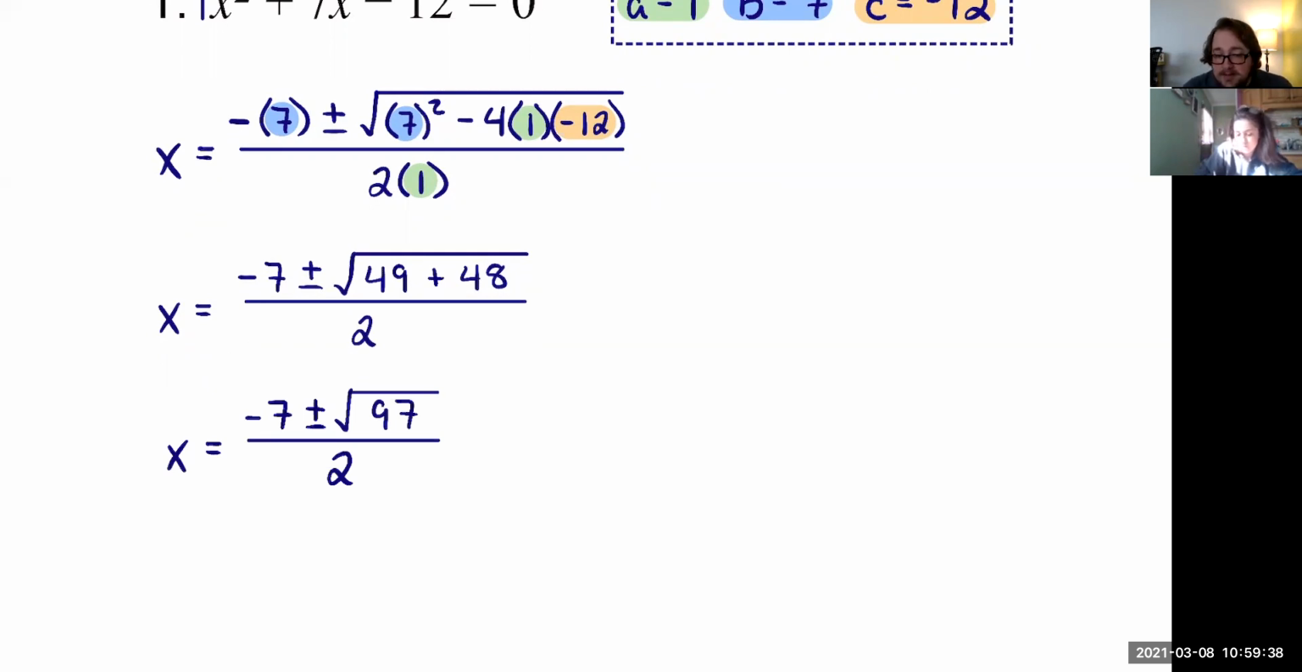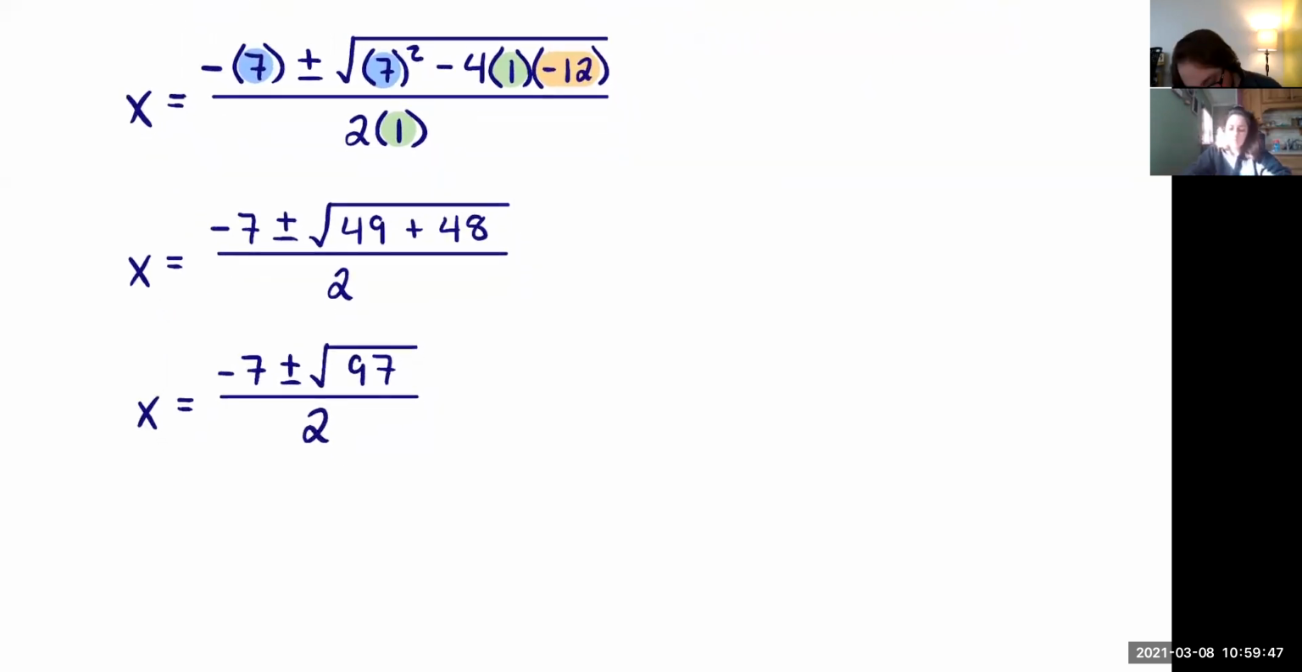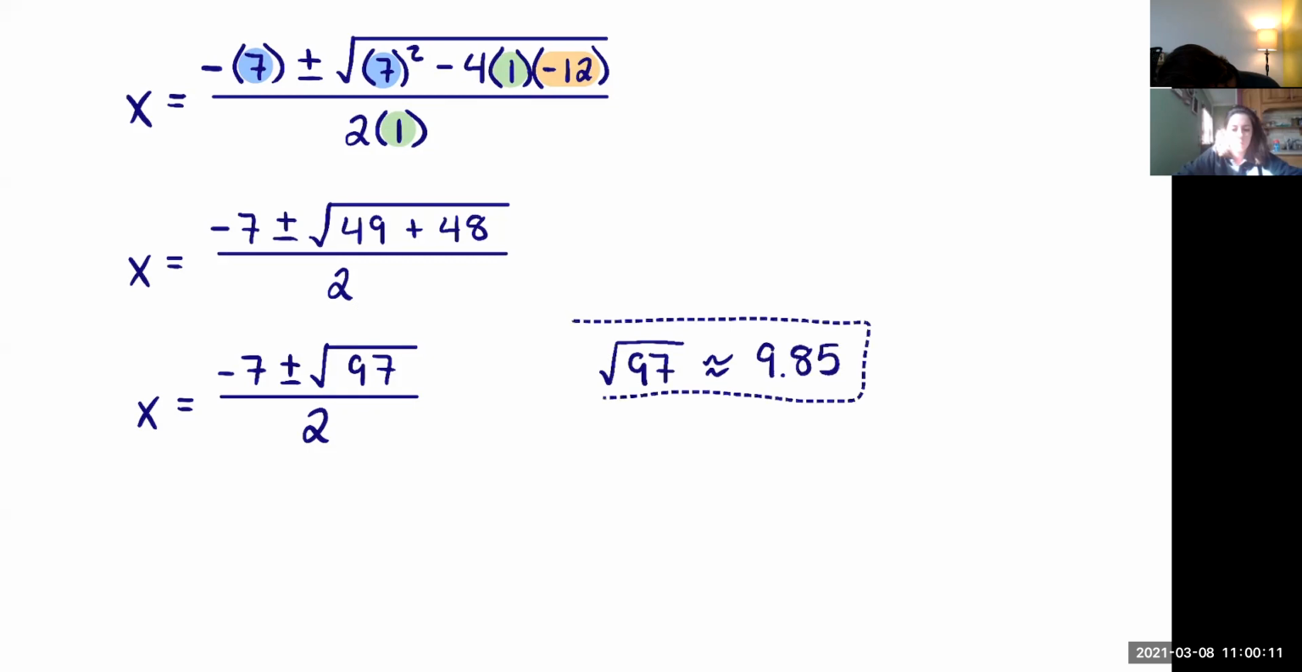Now, at this point, if I were trying to calculate the square root of 97, I would think, well, that's not on my list of perfect squares. This is going to be where my calculator is going to give me an approximation. So off to the side here, I need to know to the nearest hundredth what the square root of 97 is. 9.85. And again, that's approximate, and that's according to my calculator.